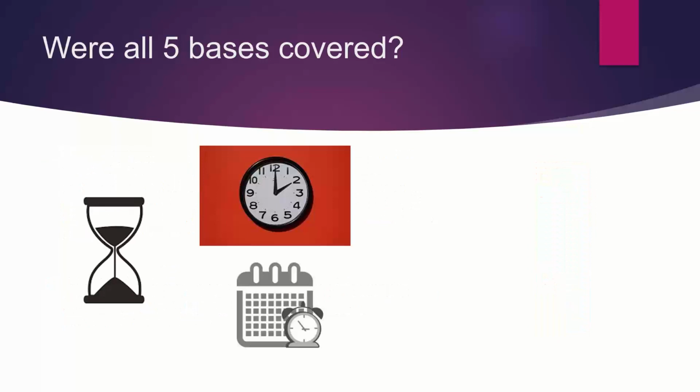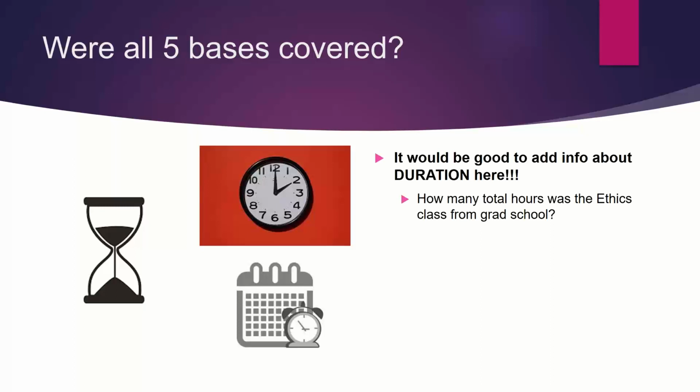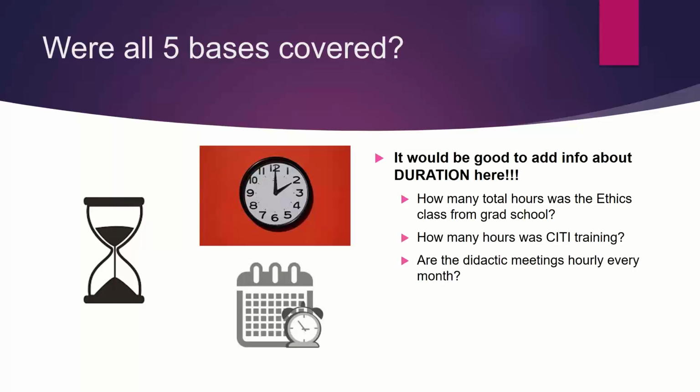Okay, were all 5 bases covered in this example? It would be good to add information about duration. So how many total hours was the ethics class in grad school? How many hours was city training? Are the didactic meetings hourly every month? How long is the workshop at OSU? Is it 1 day? Is it 4 hours? So make sure you cover duration as well as content and frequency.